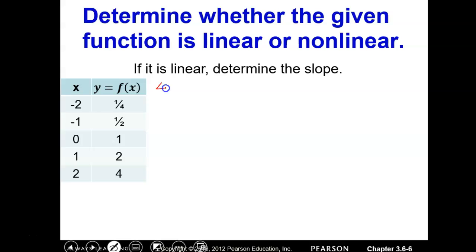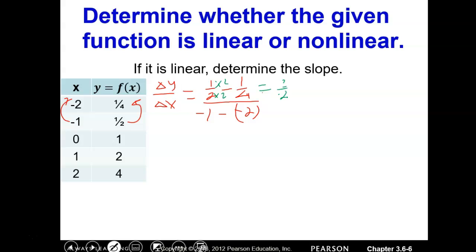So we can go change in y over change in x. That will be 1/2 minus 1/4 over, again, make sure if I go this way, you want to make sure you go this way also: negative 1 minus negative 2. You want to make sure you have a common denominator here. Multiply by 2, multiply by 2. So that will be 2 over 2, 2 over 4 minus 1 over 4, that will be 1 over 4.